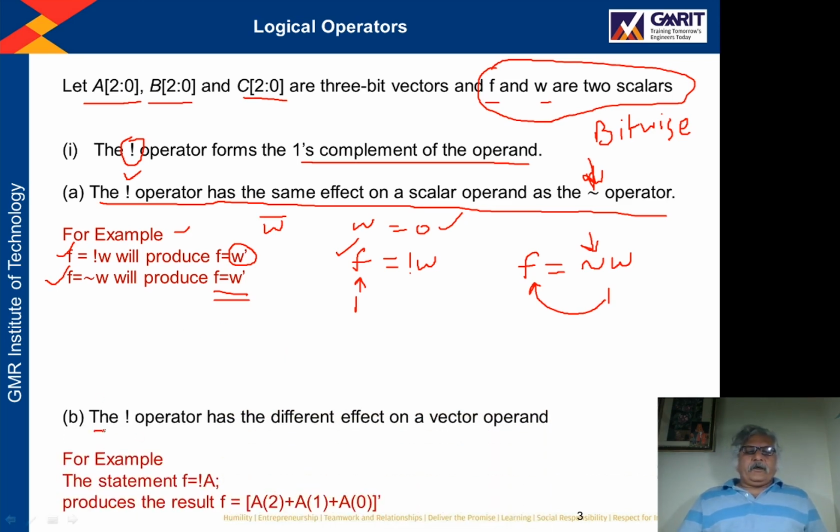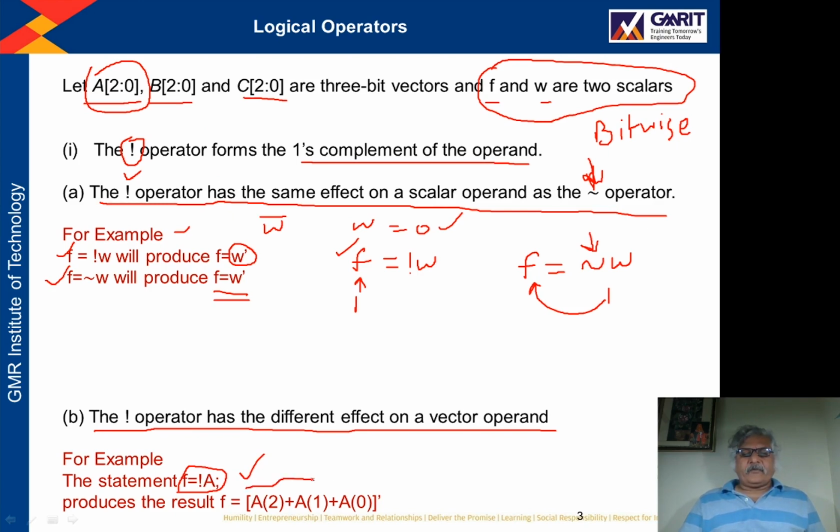Now the exclamation operator has a different effect on a vector operand, right? So if the operand is a vector, then what will happen? See here, F is equal to exclamation A, and already we declared here A is a vector of 3 elements, right? So what will happen now?